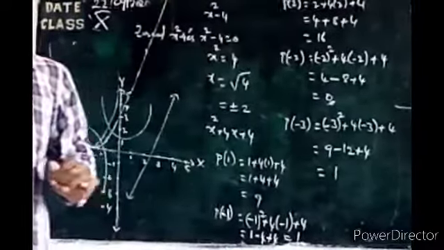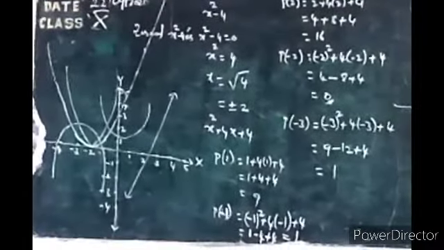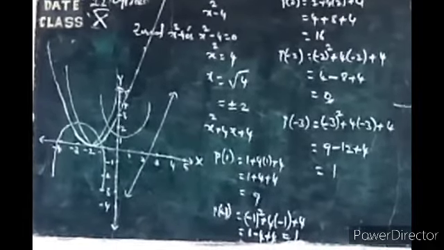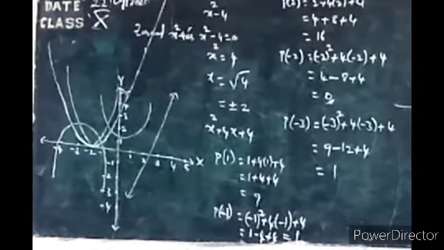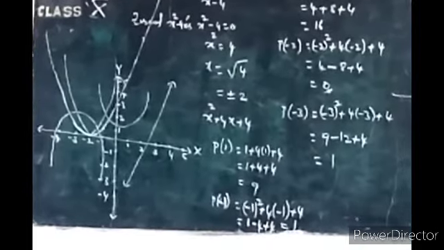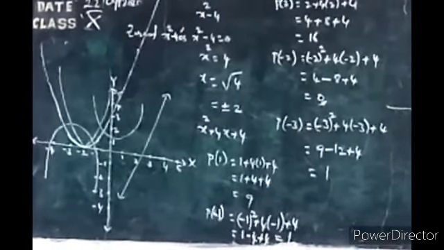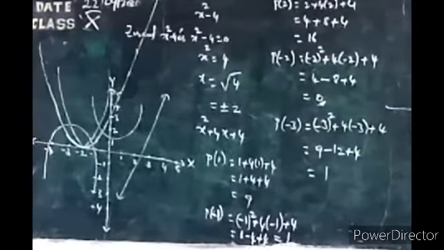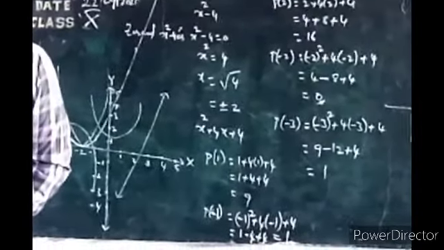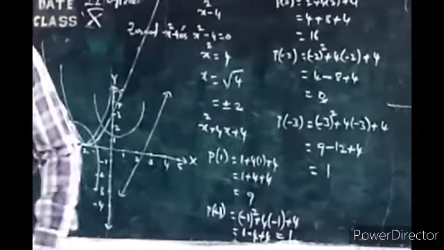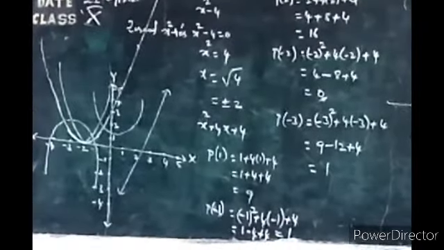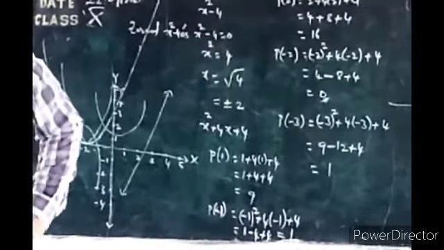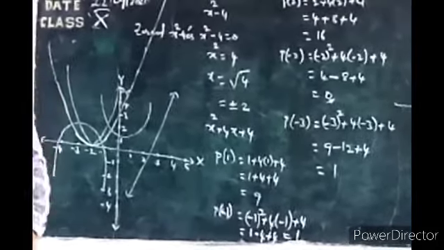In your textbook, the graph of the exercise, page number 64. In page number 64, the graphs of y is equal to p of x are given in the figure below, for some polynomials p of x. In each case, find the number of zeros of p of x.